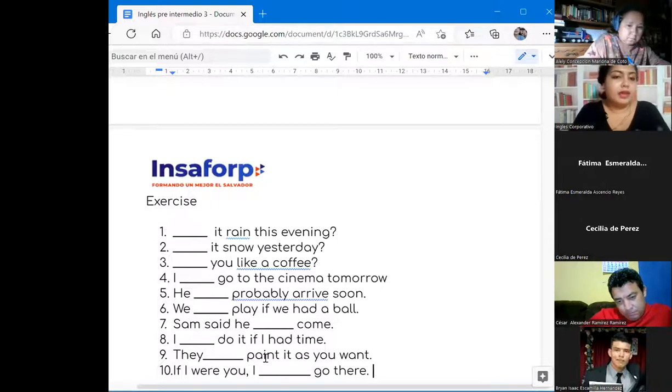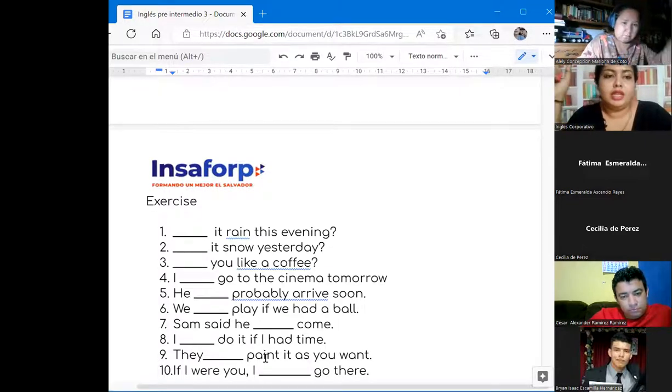Okay, in that case, we have 10 simple sentences. They are not very complicated, and we know that in some of these sentences, we are going to use will and would. So we are just going to read the sentence first, and then we are going to decide what is the best option.